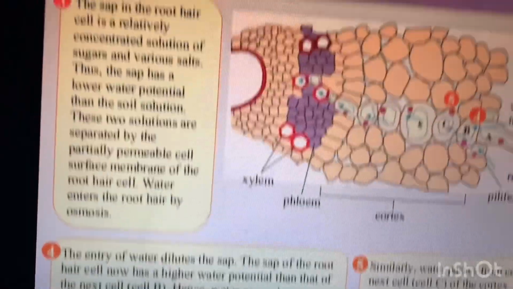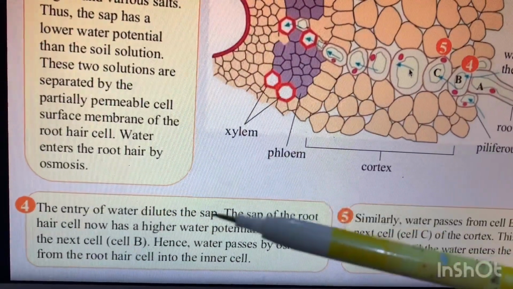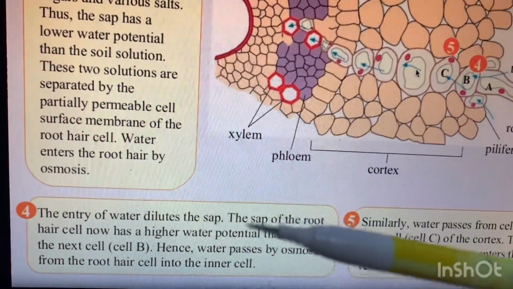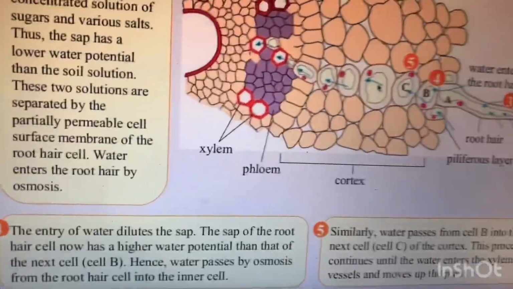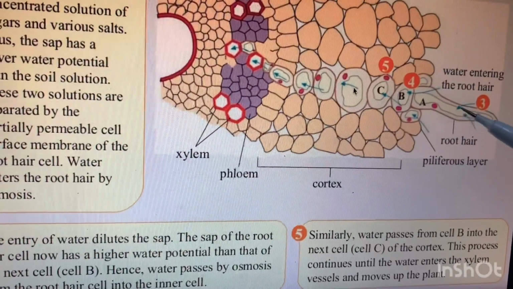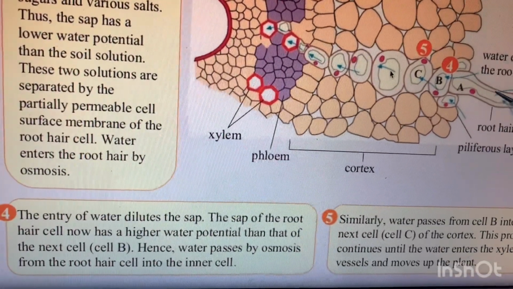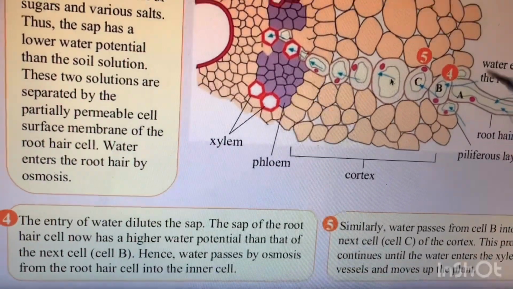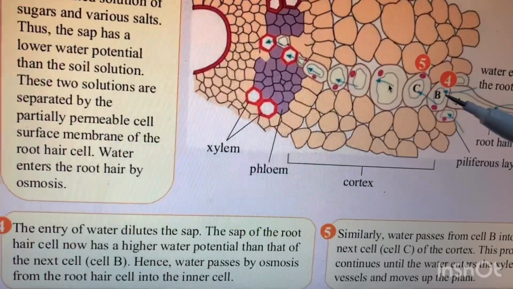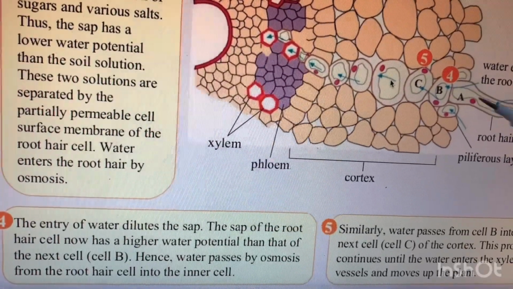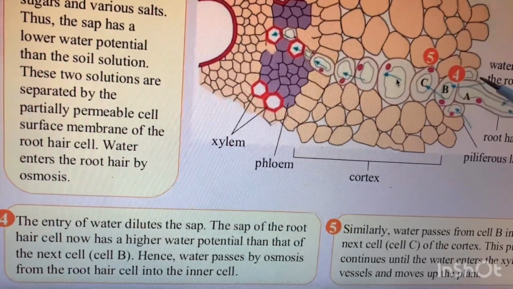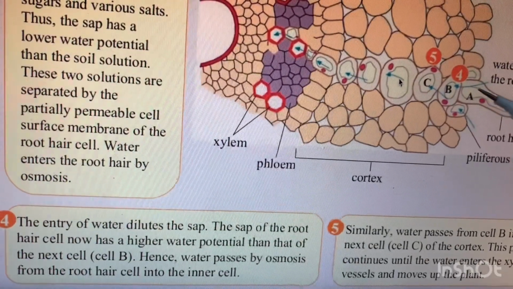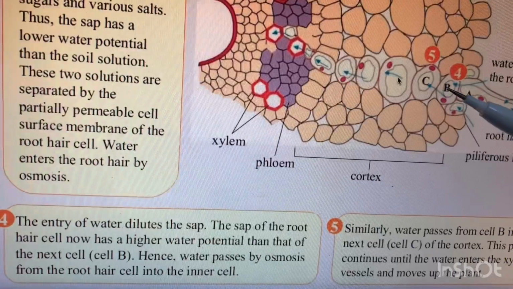And in the fourth step, the entry of water dilutes the sap. Once the water enters, it will dilute the sap. The sap of the root hair cell now has a higher water potential, more water in it, than that of the next cell, which is cell B.